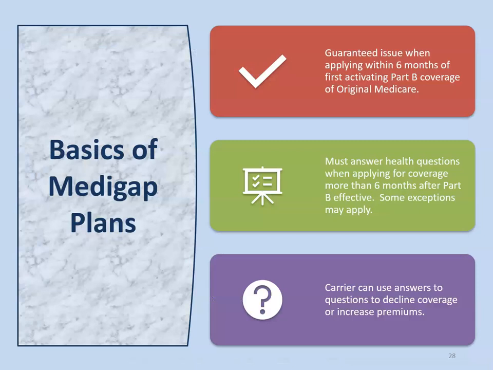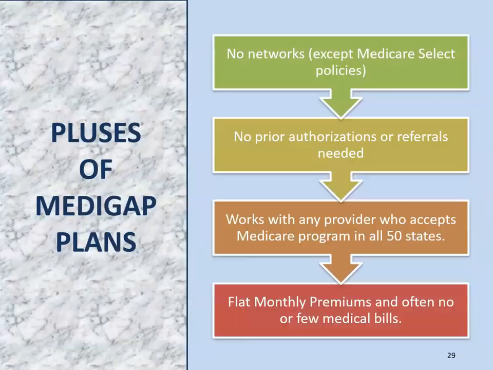So kind of a little summary here of the basics. Guaranteed issue applies when you apply within 6 months of first activating your Part B coverage of original Medicare. There are some health questions when you apply for coverage more than 6 months after Part B. Now, there are some exceptions depending on the carrier. And usually carriers can use answers to the questions to decline coverage or increase premiums. So it's just something to be aware of.